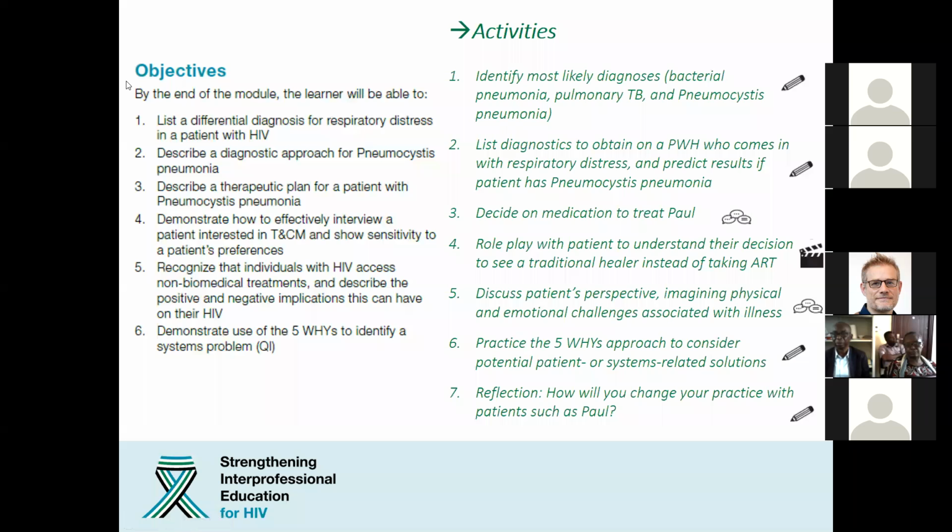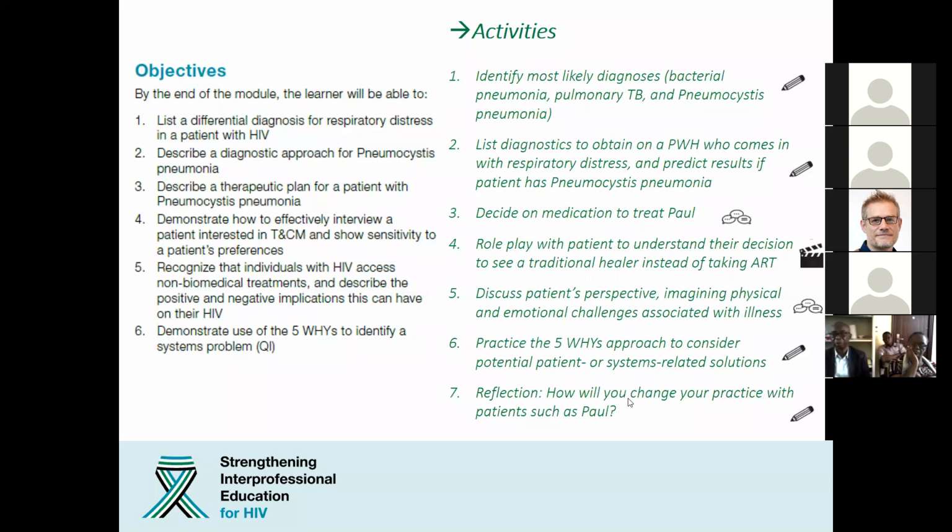And then we also talk about steroid treatment for PCP and have the learners come up with the dosing for that. So then after that is done, the patient leaves, gets better from his PCP, finishes his cotrimoxazole, but then comes back to the outpatient department, and 6 months have elapsed, and his viral load is still detectable. And it becomes evident that he is not taking his ART and is instead seeing a traditional healer.